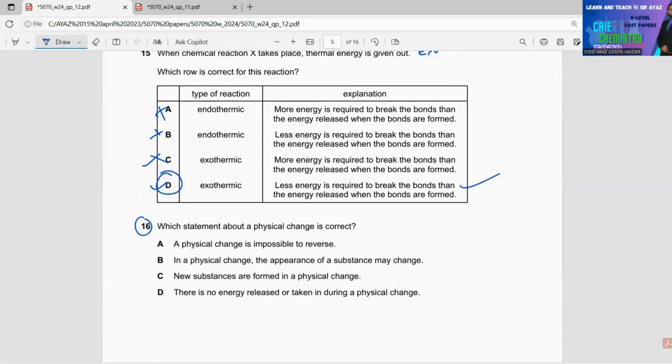16. Which statement about a physical change is correct? A, a physical change is impossible to reverse. This is incorrect because it can be reversed.